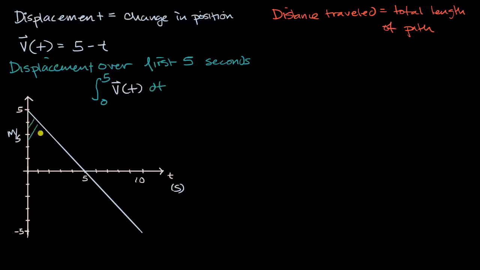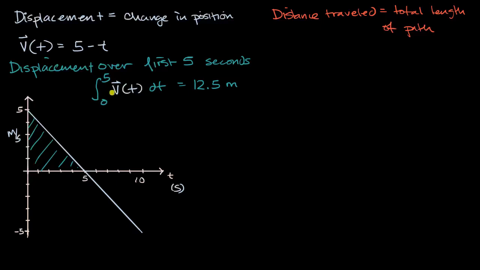And we can even calculate this really fast. That would just be this area right over here, which we could do with a little bit of geometry. This is a 5 by 5 triangle. So 5 times 5 is 25 times 1/2. Remember, area of a triangle is 1/2 base times height. So this is going to be 12.5. And this is going to be meters per second times seconds. So 12.5 meters. So that's the change in position for that particle over the first 5 seconds.